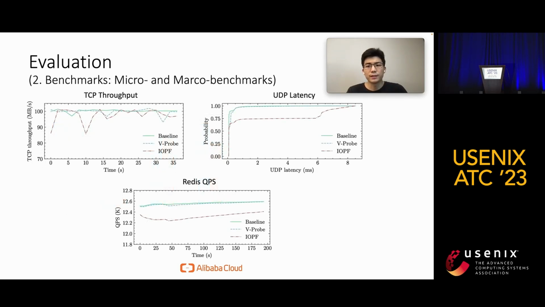We also evaluate the efficiency of vprobe using micro and macro benchmarks. The micro benchmark includes TCP throughput and the UDP latency, and the macro benchmark includes the Redis QPS. We compare vprobe with the baseline, which does not reclaim any memory from the guest, and with the IOPF-based method. This test evaluates the performance impact of the memory overcommitment method in cases when a large amount of memory is reclaimed from the guest and the upcoming workload has high memory footprint.